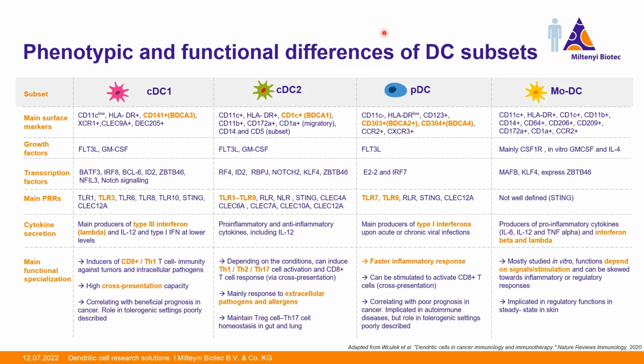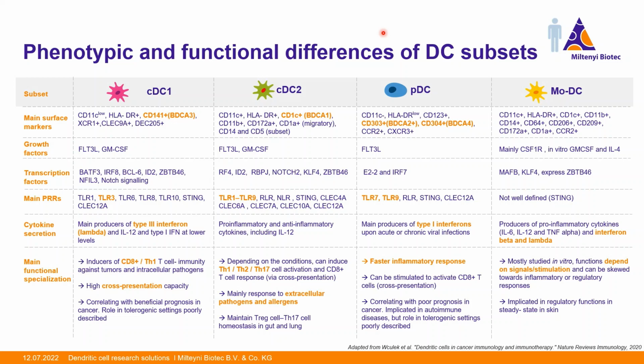Among the most commonly used markers, CD141 is mentioned for cDC1, and CD1c is expressed in cDC2, and markers like CD123, CD303, and CD304 are commonly expressed in pDCs.